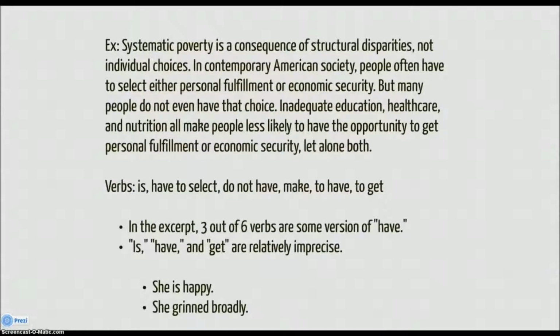What are we talking about here? Well, let's look at this paragraph, right? We have systematic poverty is a consequence of structural disparities, not individual choices. In contemporary American society, people often have to select either personal fulfillment or economic security. But many people do not even have that choice. Inadequate education, healthcare, nutrition all make people less likely to have the opportunity to get personal fulfillment or economic security, let alone both.